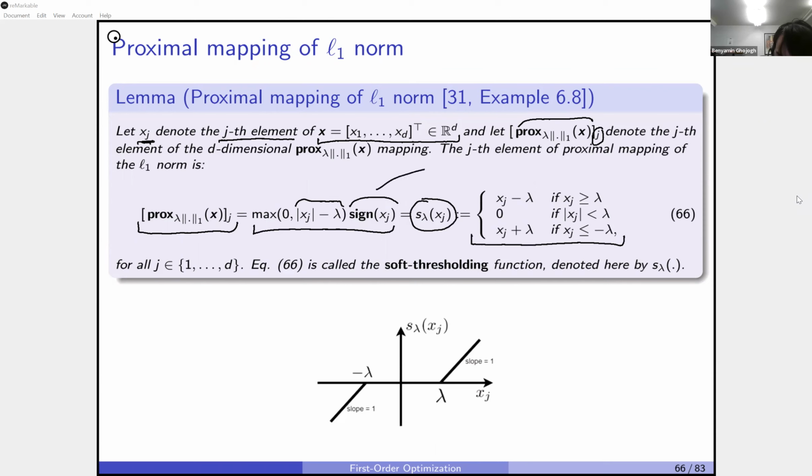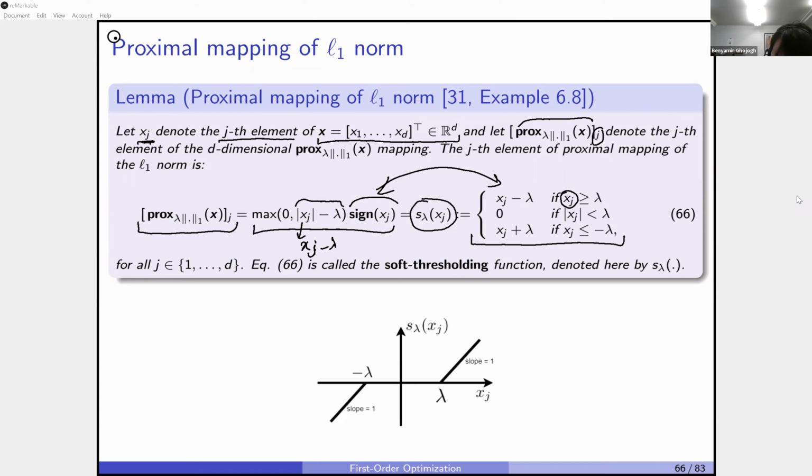Why? Let's talk about the equality of this term and this term. So when xj, the jth element of x, is greater than or equal to lambda, this becomes xj minus lambda. And as xj is greater than or equal to lambda, the whole max becomes xj minus lambda. And the sign of xj is also plus 1. Why? Because lambda is already a non-negative number. Therefore, we'll have xj minus lambda.